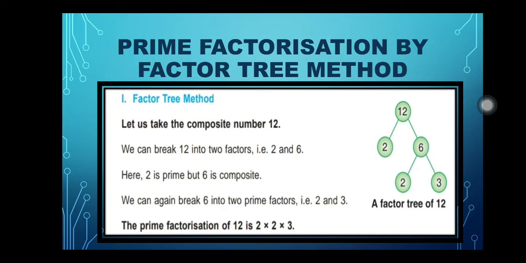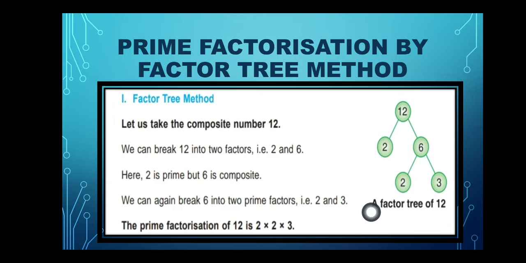I have written 2 on the left side. You can see it is 2 on the left side and 6 on the right side. Now 2 is a prime number but 6 is a composite number. So again I will split 6 into two parts. We have to split every composite number till we have both the numbers prime. So again 6 I will split into two parts, 2 and 3.